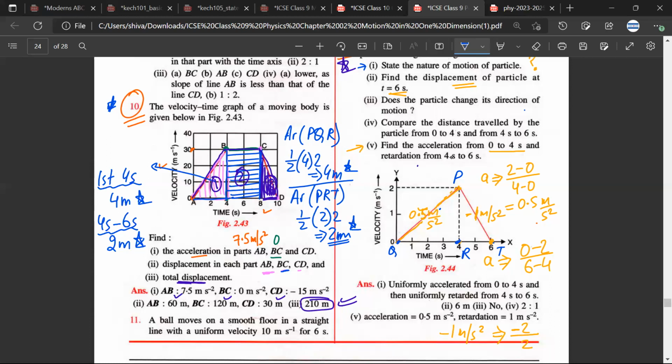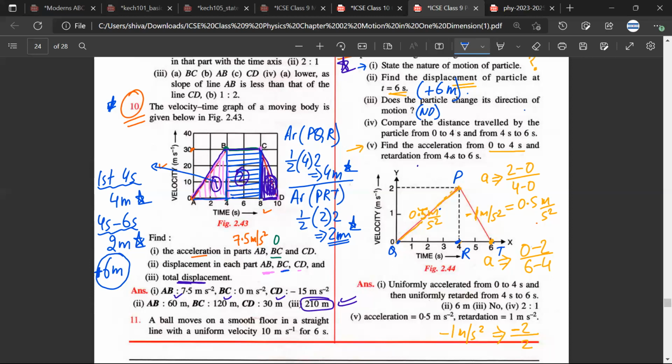The total displacement of the particle. See, this is the displacement. The total displacement of the particle is 4 plus 2, which is equal to 6 meters. Because the total displacement is positive, the particle has gone in only one direction. Do we understand this? Yes, sir. So when they ask whether the particle changes its direction of motion, the answer would be no. Have we understood why it is no? Yes, sir. The total displacement is positive. It is plus 6 meters. Because the displacement is positive, it won't have come back. There would be a net positive displacement of 6 meters.